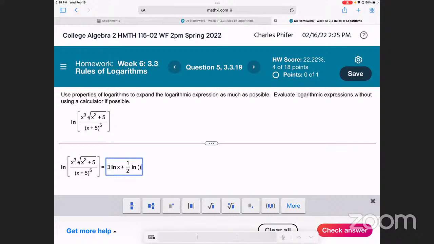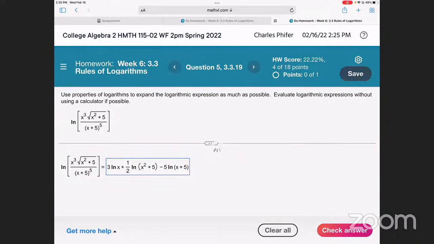Times the natural log. We got this x squared plus 5. And then we have minus the natural log of, and then we got 5 because of that power of 5. Natural log of x plus 5. Okay, again, if anything isn't clear, you have to get my attention.